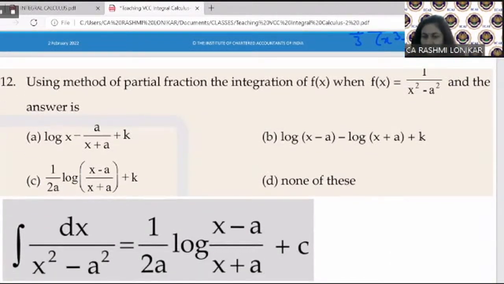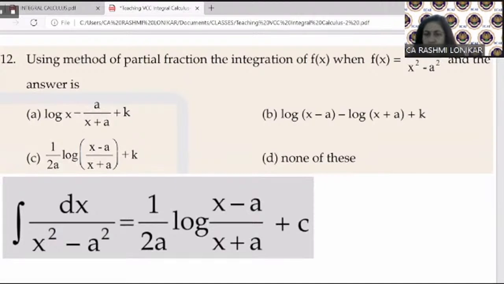Now let us see. Now they are saying use the method of partial fractions for the integration of f(x). Here we don't need to use this because we already have the formula for this question. This is the theory question that I was talking about. They are saying use partial fractions, but I don't need to because I already have the answer. This is a question from when we had written exams, so that time you had to prove it and show it to them.